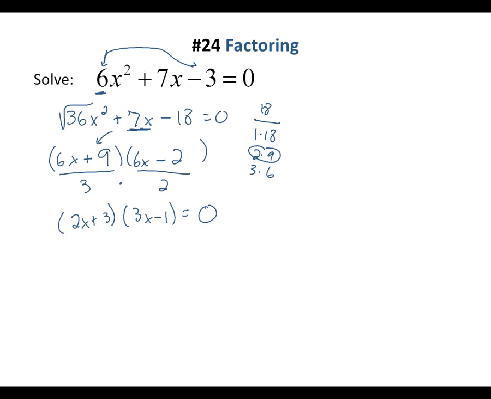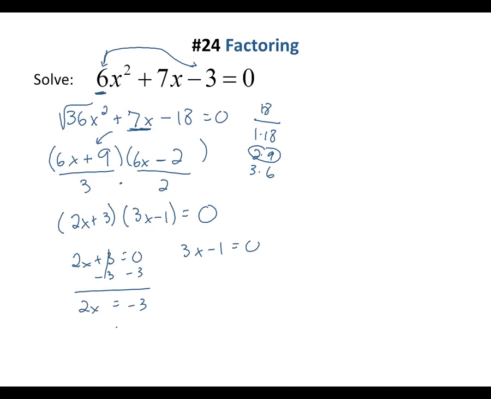So which one of these subtract to give me 7? And I'm always going to put the largest one first. And that makes sense because my middle term is positive. So, of course, I want my larger number with the plus sign, right? Am I finished, though? No.